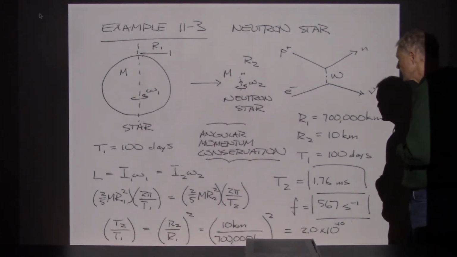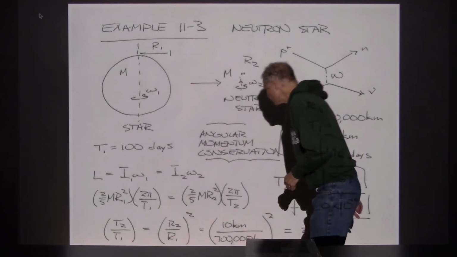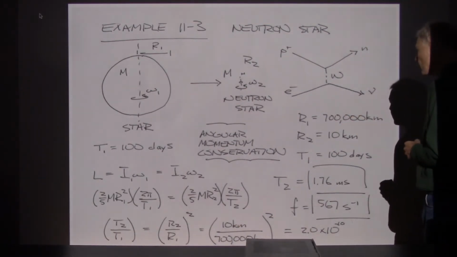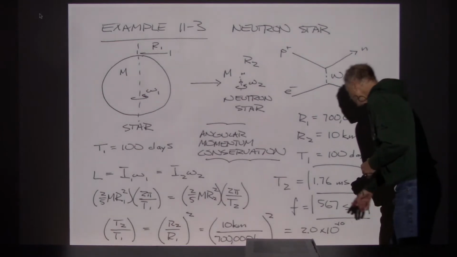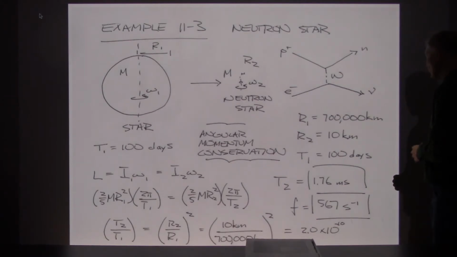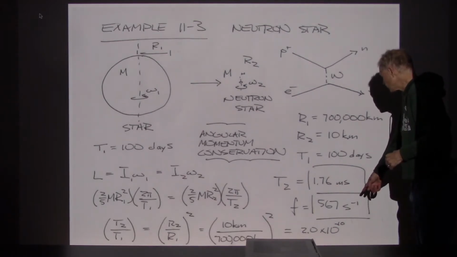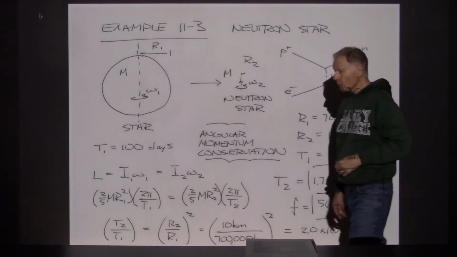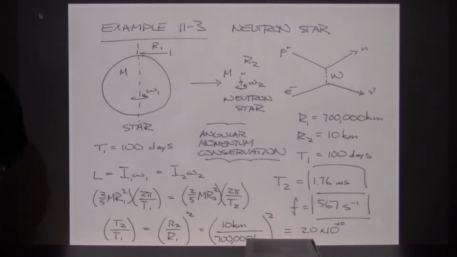Now, what we're saying here is that the radius initially was 700,000 kilometers and it dropped to 10 kilometers. We square that number, and it turns out that the period of rotation becomes 2 times 10 to the minus 10. That's what the ratio is. So the initial period was 100 days. When we multiply by that factor, we actually get a period now of 1.76 milliseconds. So a couple of thousandths of a second is the time required for that star to rotate.